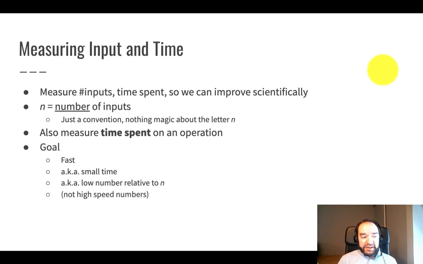I just want to mention that's a little counterintuitive. We don't want high numbers. We don't want high speed numbers. When you're measuring how fast something goes in miles per hour or kilometers per hour, you want a fast number. But when you're measuring how quickly a goal is accomplished, like how fast a race is run, you want a low number. So here we want a low number.